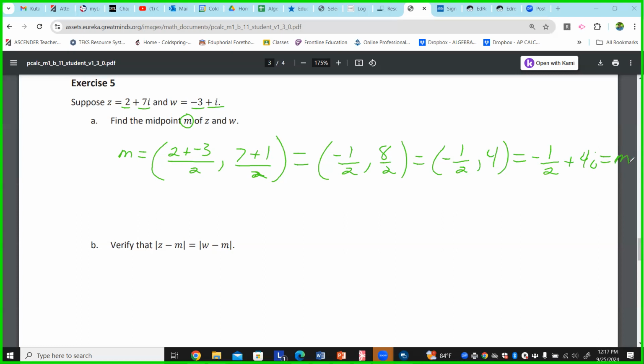So we're good there? All right, so let's do B, which wants us to verify that the distance from Z to M is the same distance as M to W. All right, so what we're first going to do is subtract the 2. Why would we do that? Yeah, we're not going to do that. We're going to find the distance of Z to the midpoint and the midpoint to W.